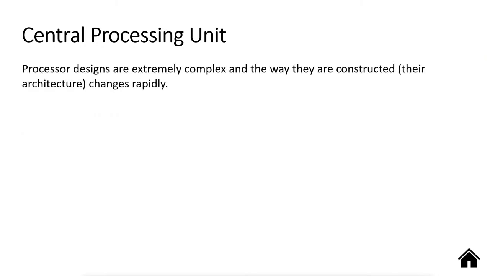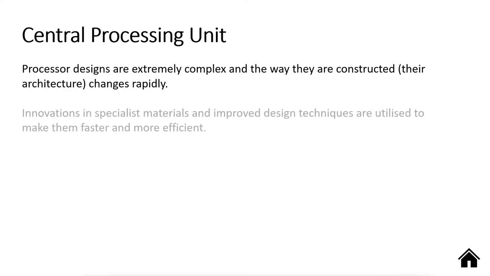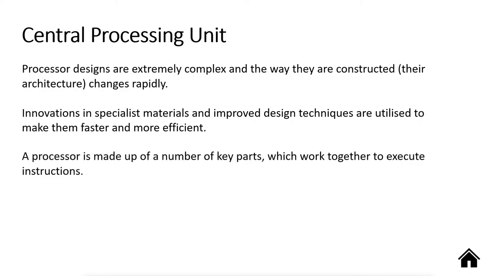So the design of the processor itself is extremely complex. And if you look deep enough down into the CPU, it's actually made of silicon. They are incredibly complex to make nowadays because of the amount of manufacturing that has to go into it, and that's what causes the cost. So the better the materials and the improved design, the faster and more efficient they are. And I don't know how far we're going to go with design because we're pretty much reaching limits here. But a processor is made up of key component parts that you need to be able to refer to in your exam.